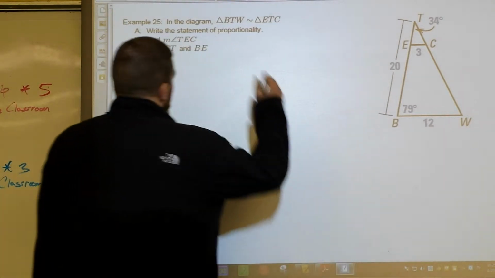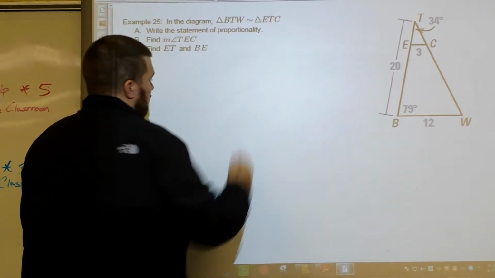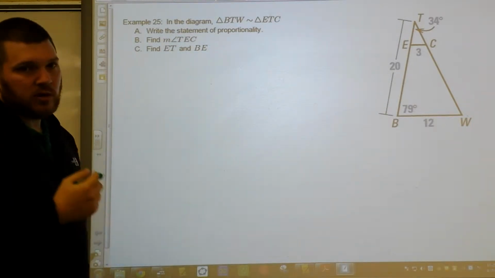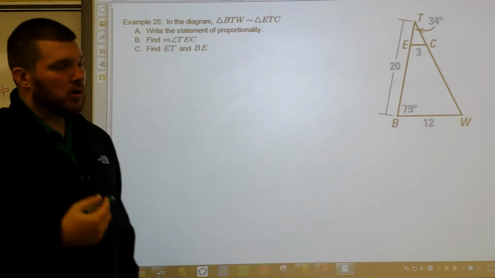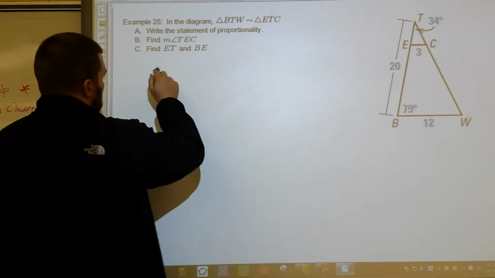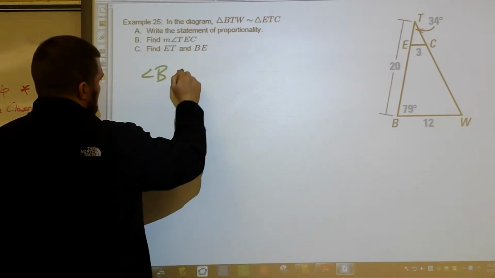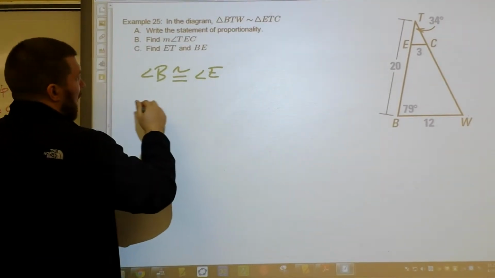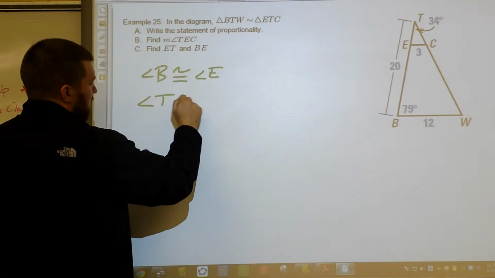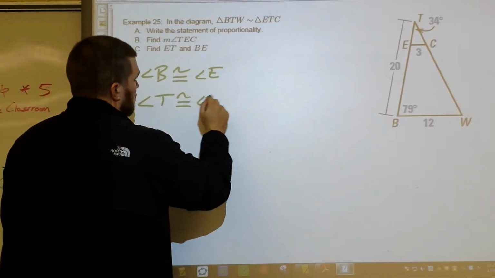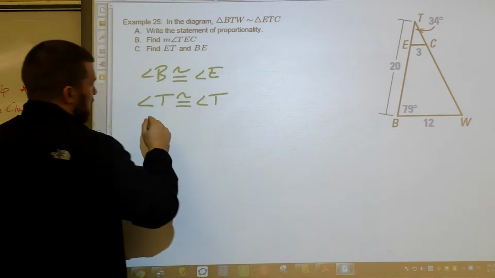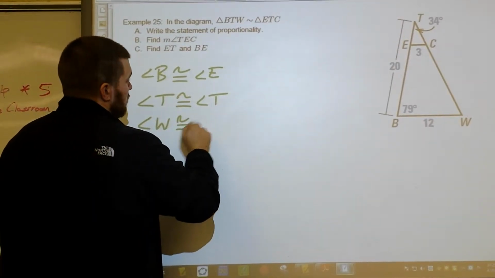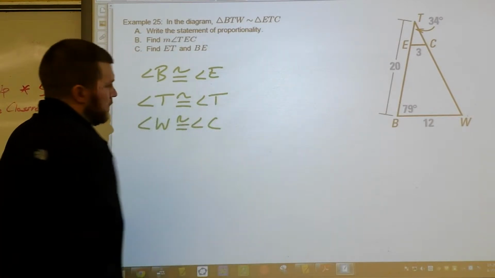We're going to start off with angle B is congruent to angle E. We're just paying attention to the order of the letters. Again, when it's similar, angles are congruent, sides are proportional. So angle B is congruent to angle E. Angle T is congruent to angle T. And then angle W is congruent to angle C. I'm just following the letters.